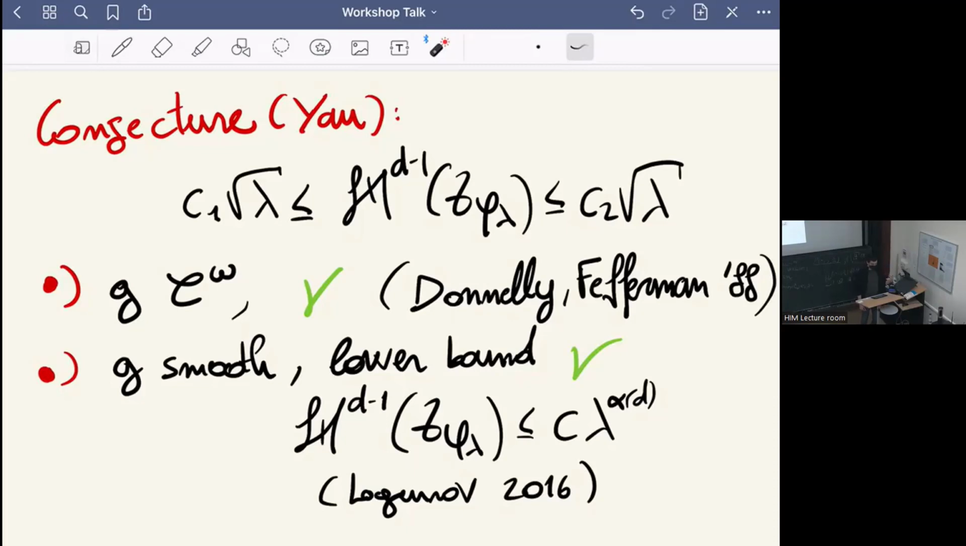And then almost 30 years went by, and there was a lot of progress in the middle that would take me all the rest of the talk to state, so I will not. I will just state a big breakthrough that happened in 2016 due to Sasha Logunov. He proved that when G is smooth, where smooth could mean C2, say, the lower bound in Yau's conjecture is true. And in another paper, he proved that we have a polynomial upper bound.